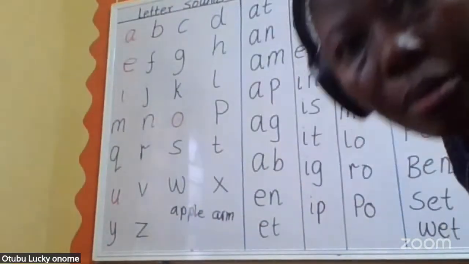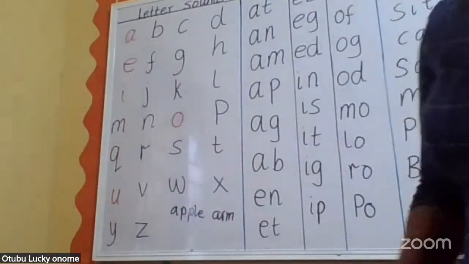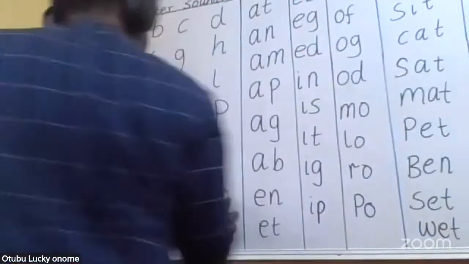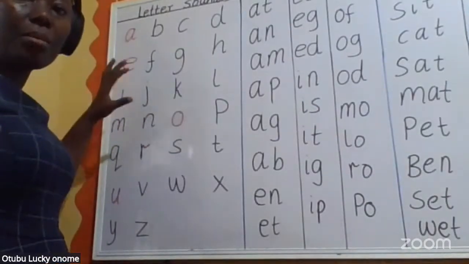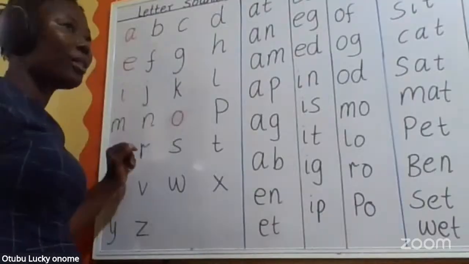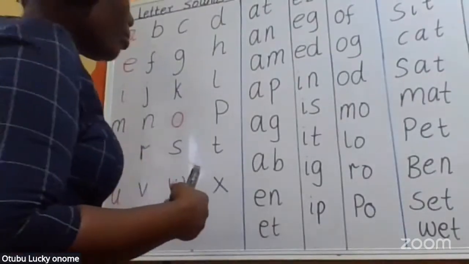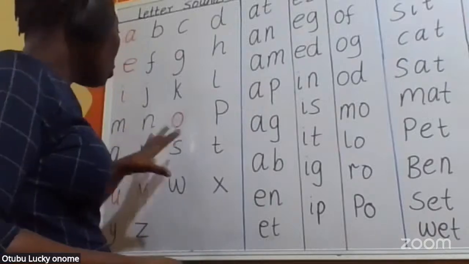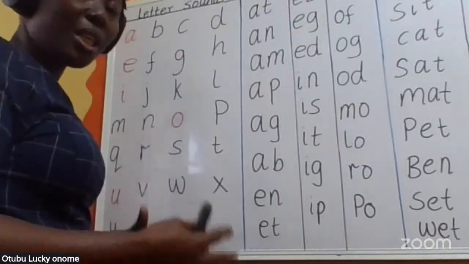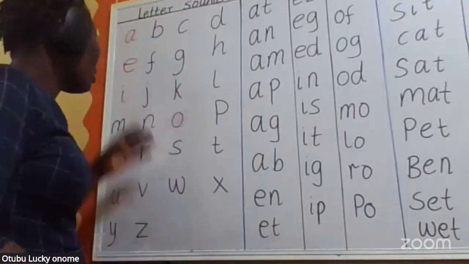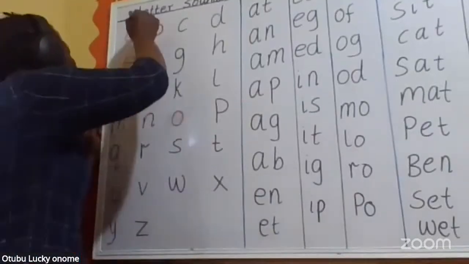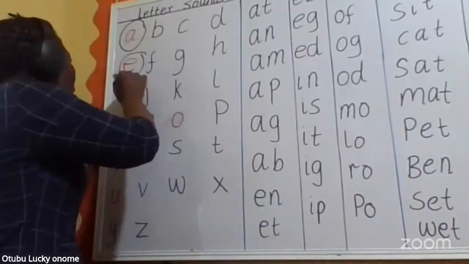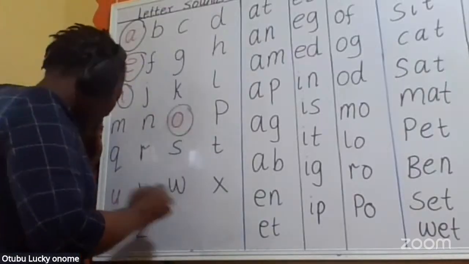Okay, so we are starting with the letter sounds. We have 26 letters in the English alphabet, and then we have more sounds, because when we put one or two sounds together, it gives us another sound, which can be referred to as a set of letters. Now we are going to start with letter sounds. As you can see, this is R, this is E, this is O, and this is O.